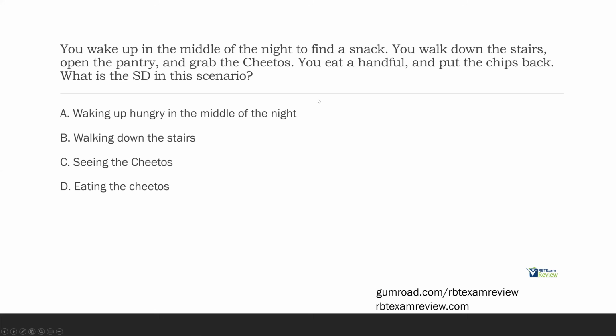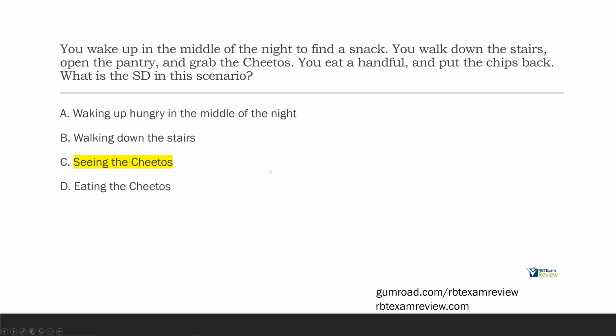So if we look at our answer choices, A, waking up hungry in the middle of the night, that's going to be a motivating operation. Walking down the stairs is just a response, okay? Seeing the Cheetos is going to be our antecedent to grabbing the Cheetos. The Cheetos are a snack. Seeing the Cheetos is the SD saying, okay, now our consequence, the Cheetos, is available. And then eating the Cheetos is another response.